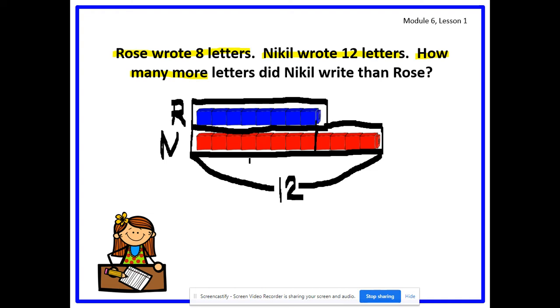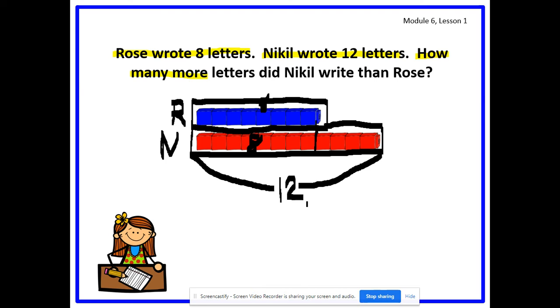So this part of Nickel's tape represents how many more letters he wrote. This part right here represents how many more letters he wrote than Rose. So the total number of letters Nickel wrote is 12 letters. This is the part of Nickel's letters that are the same number as Rose's letters, 8 and 8. Right here, I'm going to go ahead and write an 8 on top of the cubes. You can write an 8 wherever you have space. And here we're going to label it with 8 too. And this part is how many more. So if you see, we are missing a part.